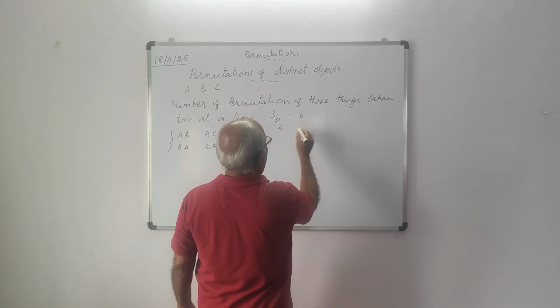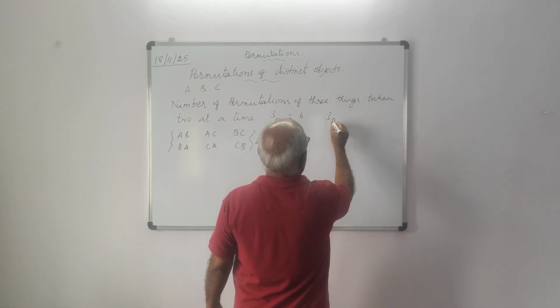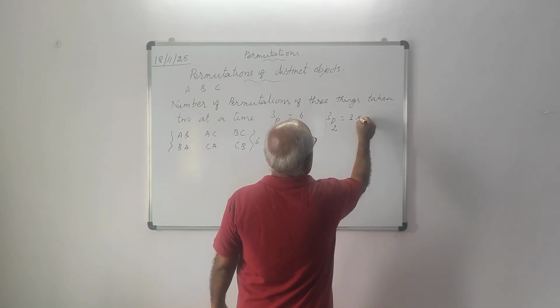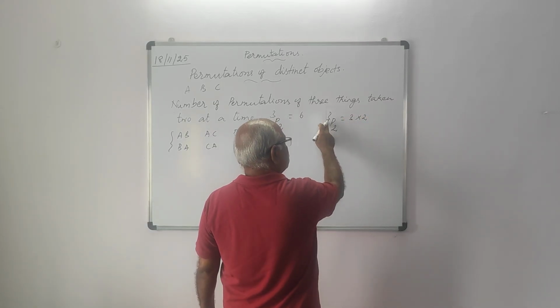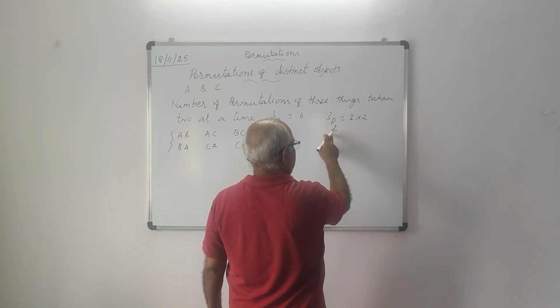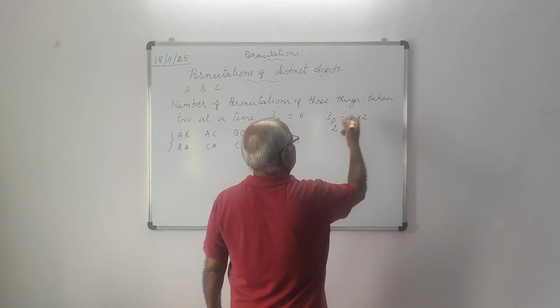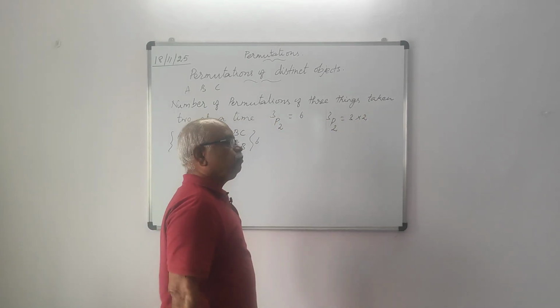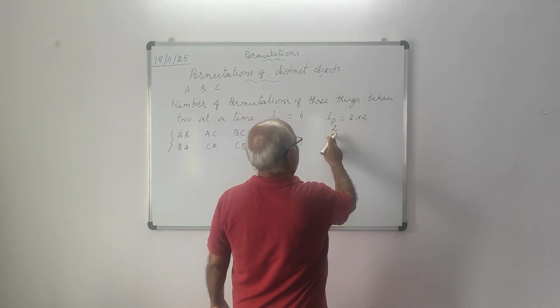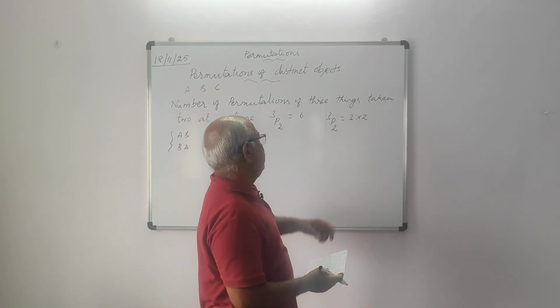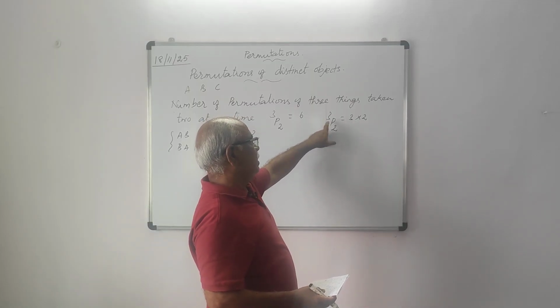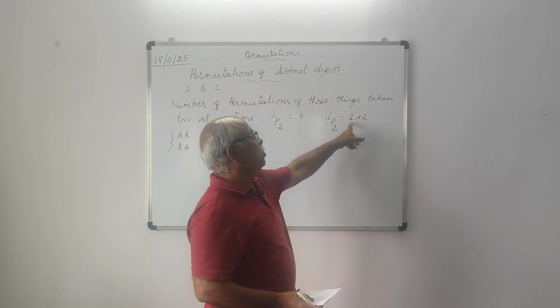How can you define 3P2? This can be expressed as 3 into 2. Here, two numbers should be reduced from 3. First 3, next step is 2, that's all. Two things only. So, 3 into 2. 3P2 is 3 into 2 only. If you find the value of 3P2, you have to reduce 2 numbers only.